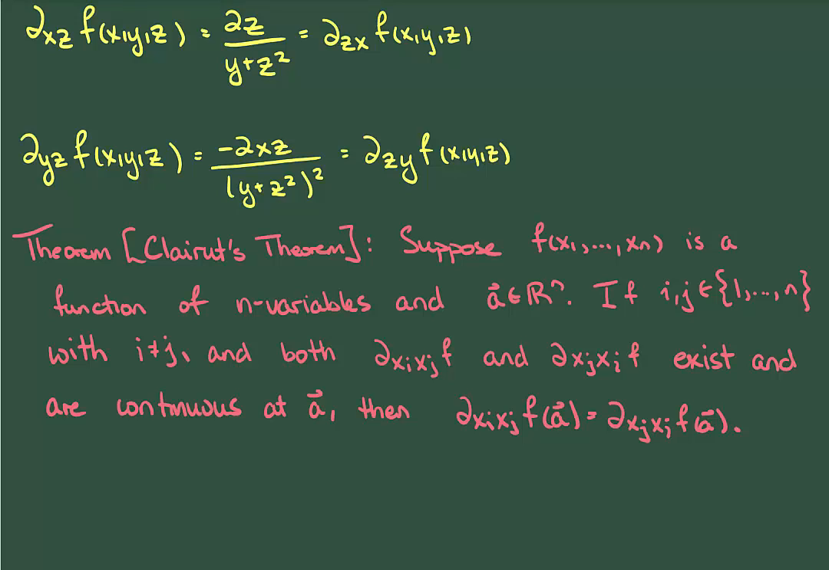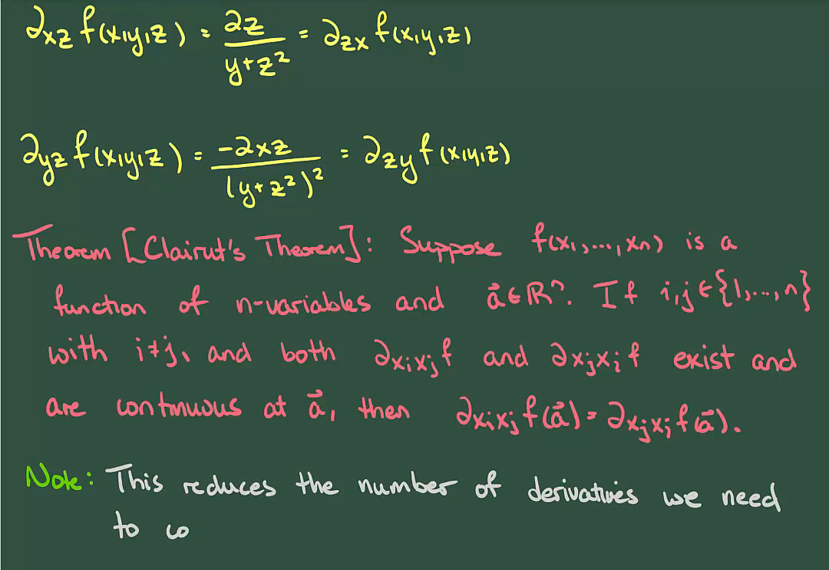It says that xy and yx derivatives are the same, or xz and zx, or whatever combination of the things that you like. And it's going to save us a lot of time, since it significantly reduces the number of derivatives that we have to compute. In the example above, I was able to compute these 6 mixed partial derivatives just by doing 3 computations. Of course, I'd still need to compute the 3 pure partials, xx, yy, and zz, but 6 computations total is a lot better than the 9 that we otherwise would have had to do.